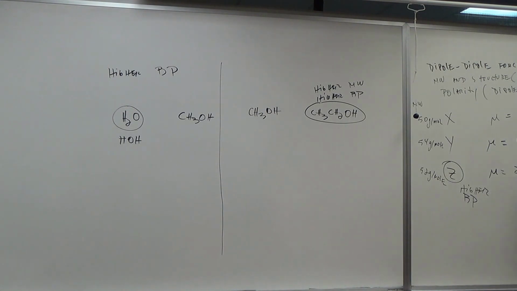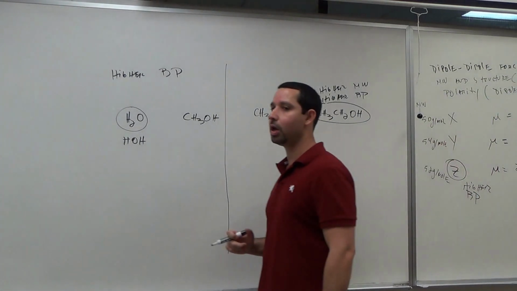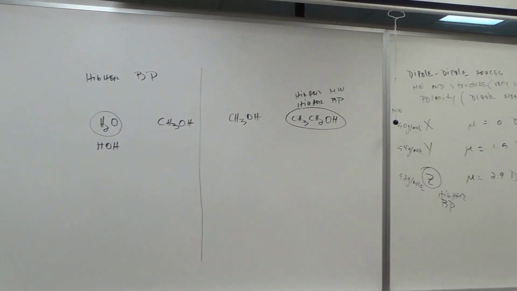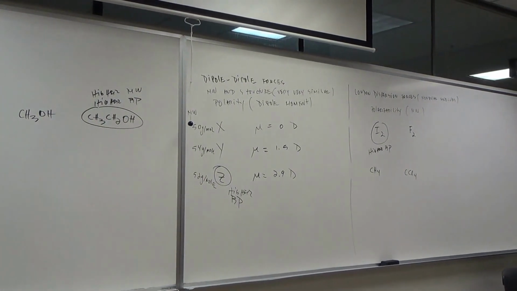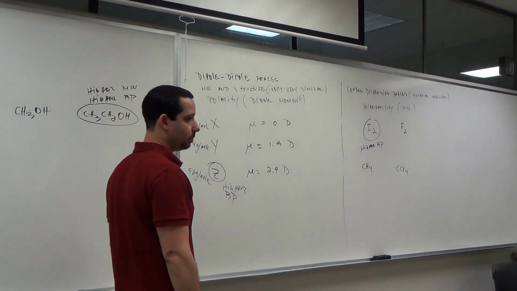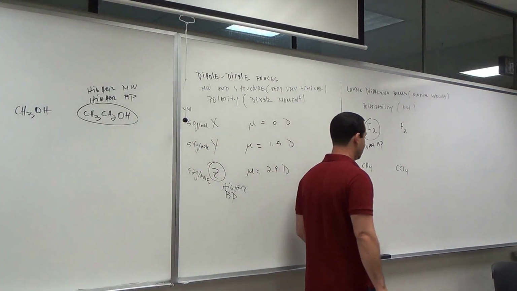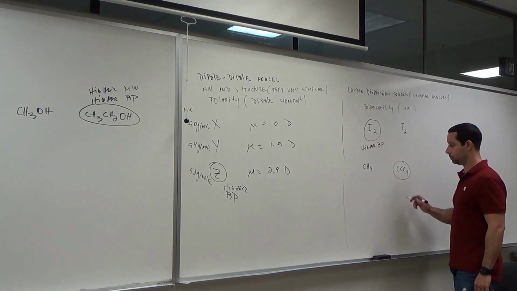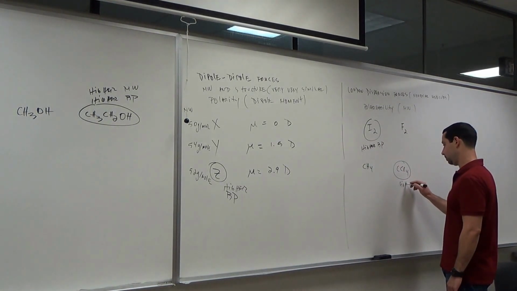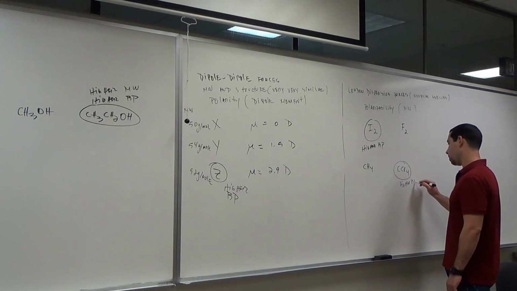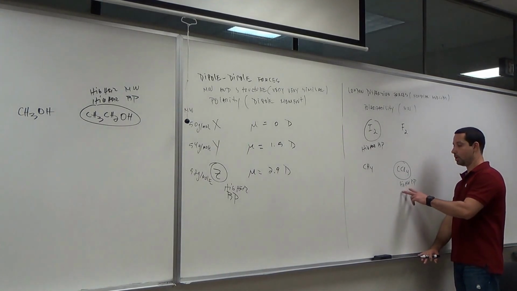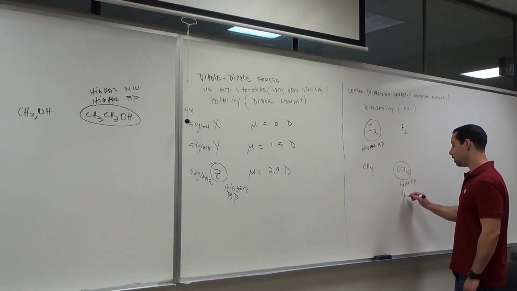Which of those two should have a higher boiling point and why? CCl4 or CH4? CCl4 has a higher boiling point. Why does it have a higher boiling point? Greater molecular weight. Because it has a higher molecular weight.